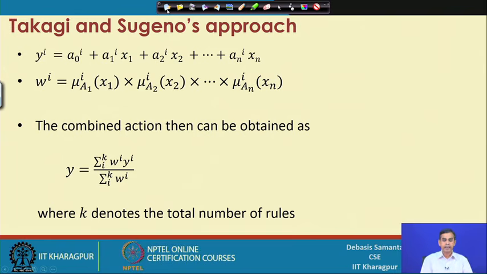Now, let us elaborate the Takagi-Sugeno approach with an example, so that we can understand. This is the method by which the Takagi-Sugeno approach calculates the output, and this is the mechanism where the fuzzy inference engine works. The rule base and the fuzzification and everything else are the same as in the Mamdani approach. Now, let us consider one example as an illustration.